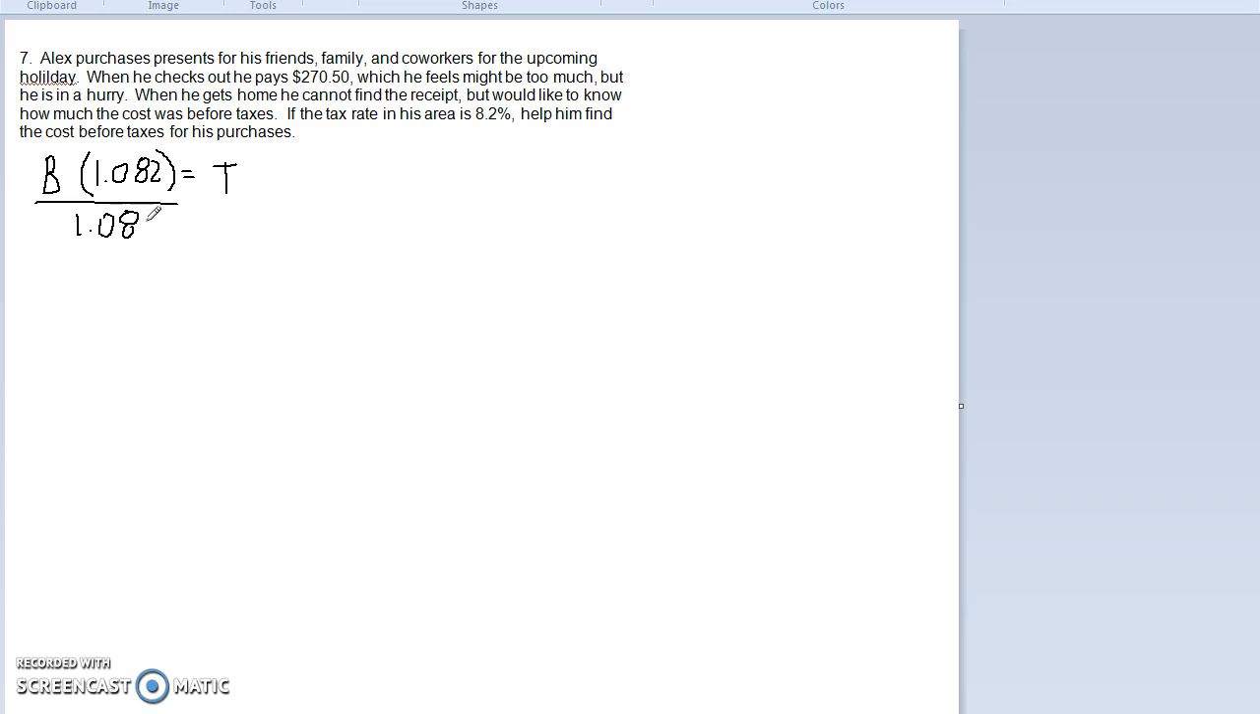And I can tell you there's going to be one almost exactly like this on the test. I'm going to give you a total, and I'm going to ask you what the cost was before the tax. And this is what you're going to have to do. So in this case, before would equal $270.50 divided by 1.082. And the process is always the same.